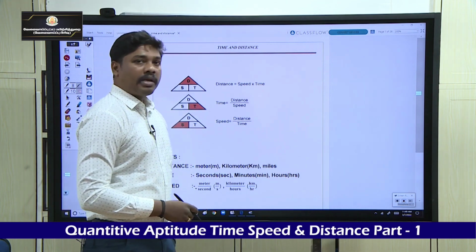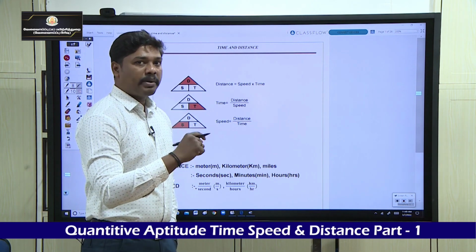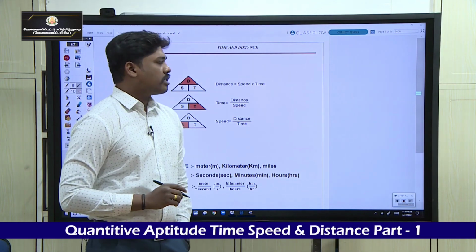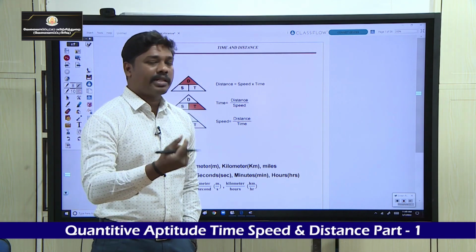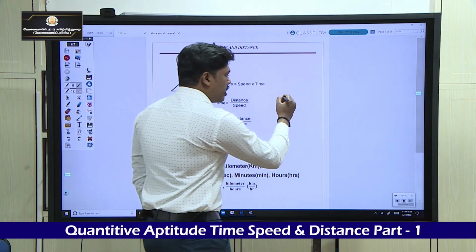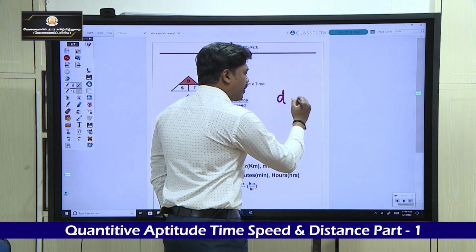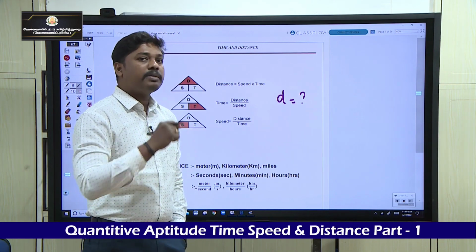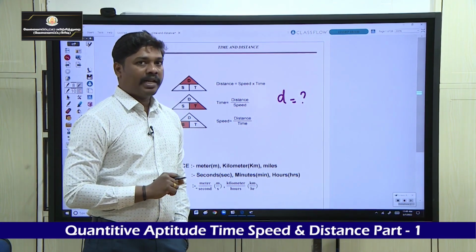So the topic which I am going to take here is time, speed and distance. The first thing is, how will you calculate distance? Distance is calculated by what? When you multiply speed and time, you will be getting distance.